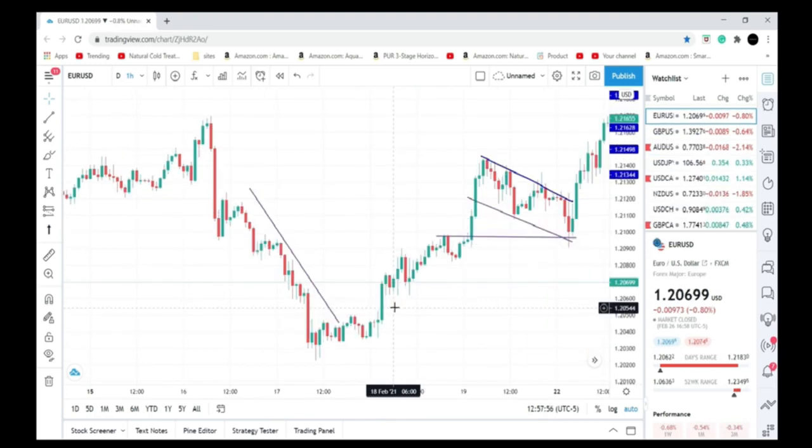Okay, so what do we have here? We have a trend line break, okay? And we want price to make a higher high. So it popped up, it pulled back, now it made a new high, okay?